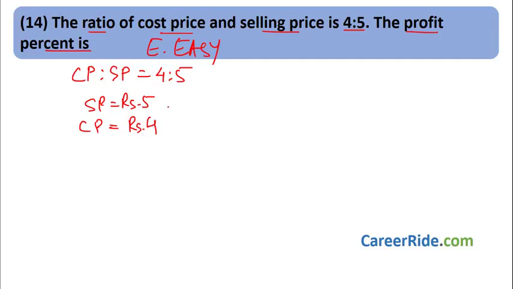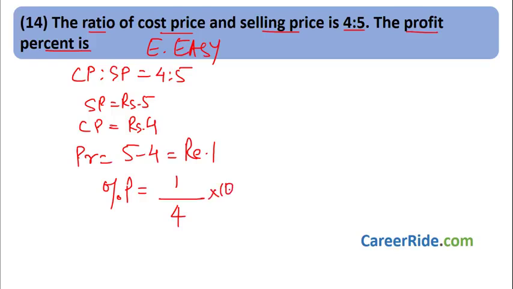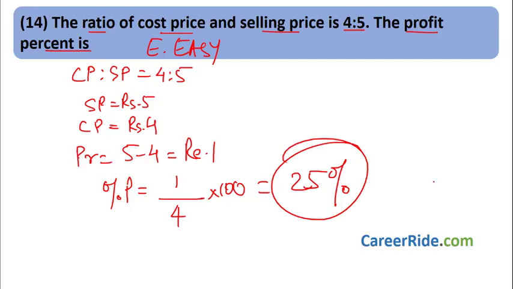Okay, these are not actual values, we are assuming. Ratio of cost price to selling price is 4:5. If selling price is 5, cost price is 4, then what will be the profit? Selling price minus cost price is 5 minus 4, equal to rupee 1. Percentage profit is profit in rupees divided by cost price, that is 1 by 4 into 100, that would be 25%. This is the answer. Going to next question.